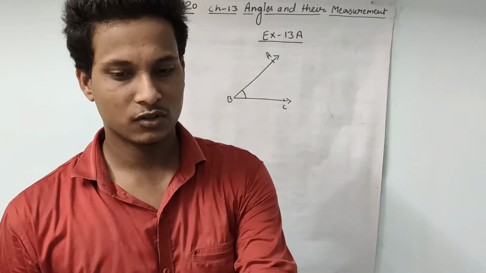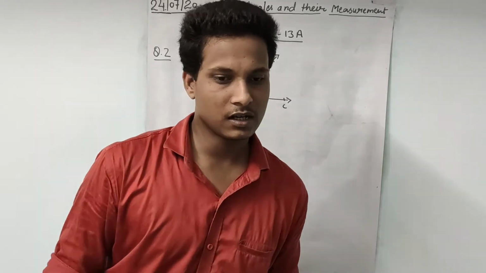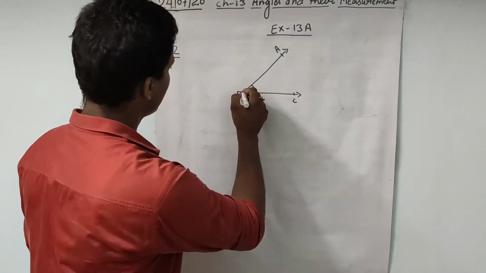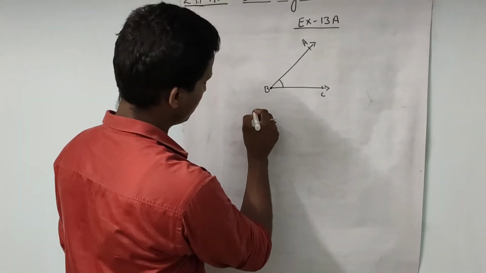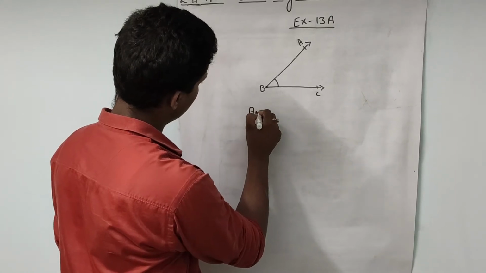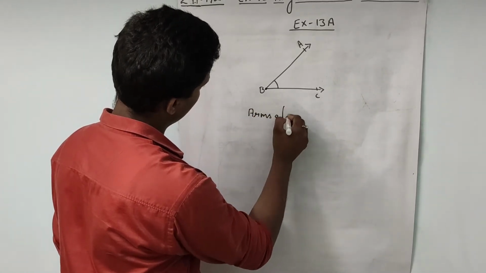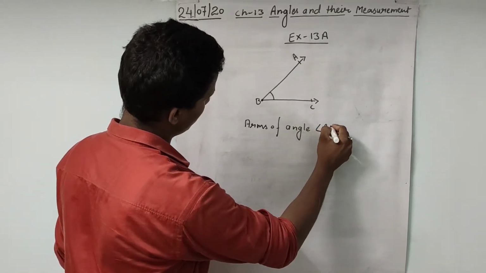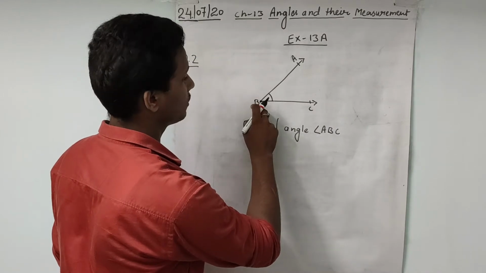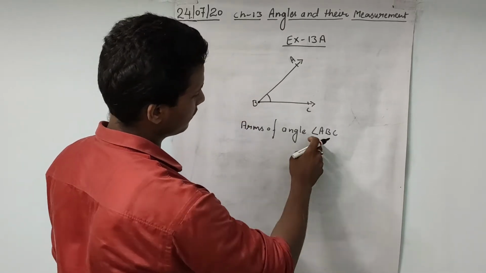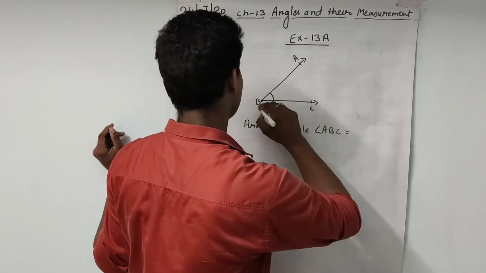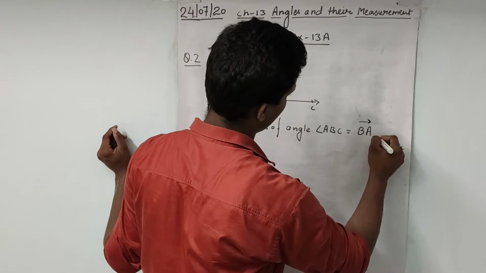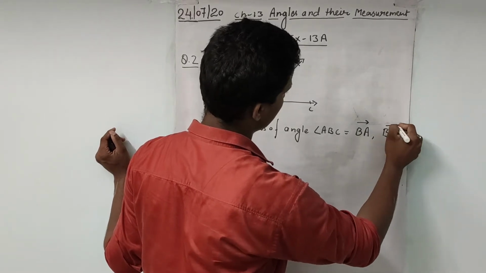Now I'm taking question number two. Name the vertex and the arms of angle ABC given here. Angle ABC is given, so we need to write the name of the arms. Because the angle is drawn on the vertex B, ABC is the name of the angle. The first arm is BA, and the second arm is BC.